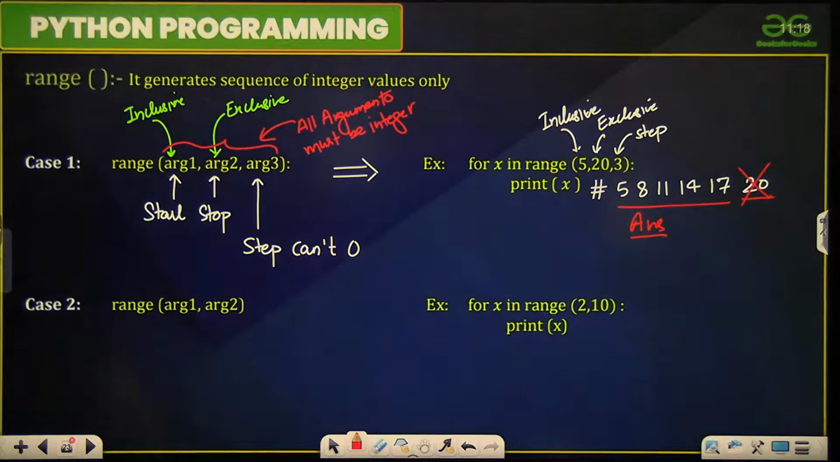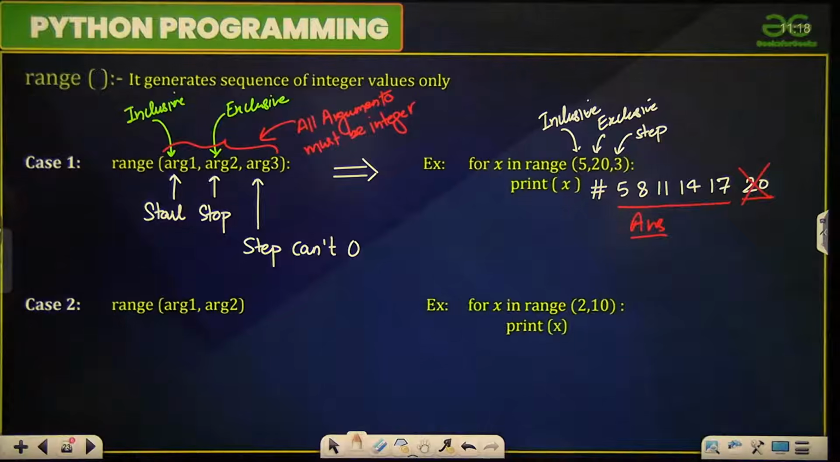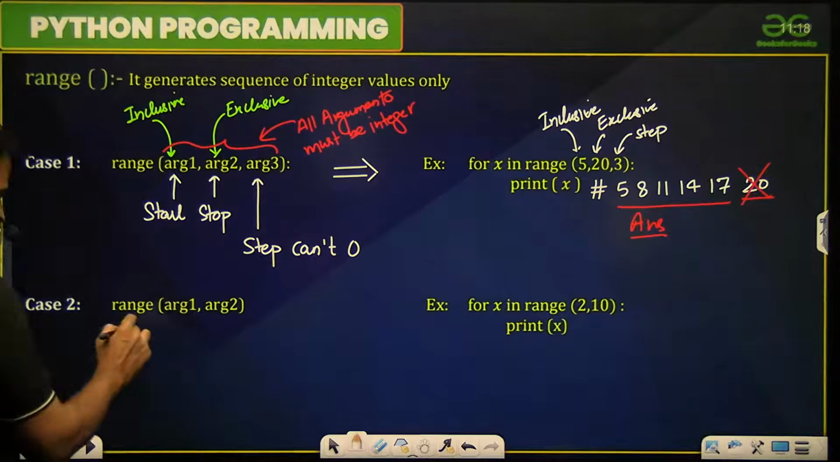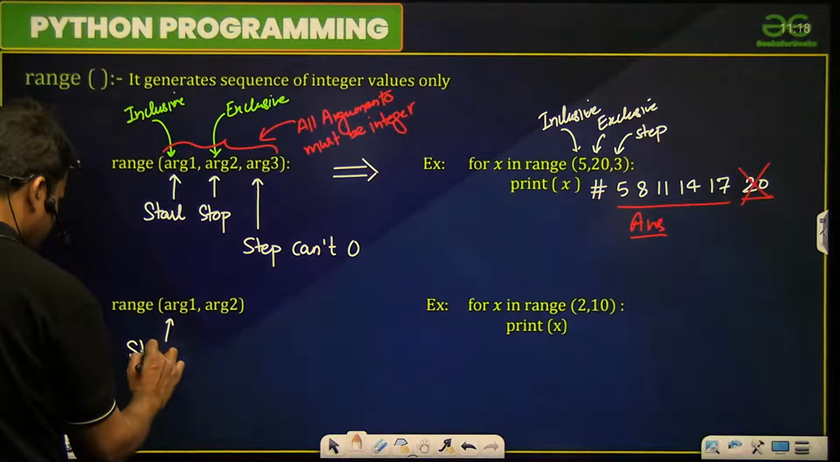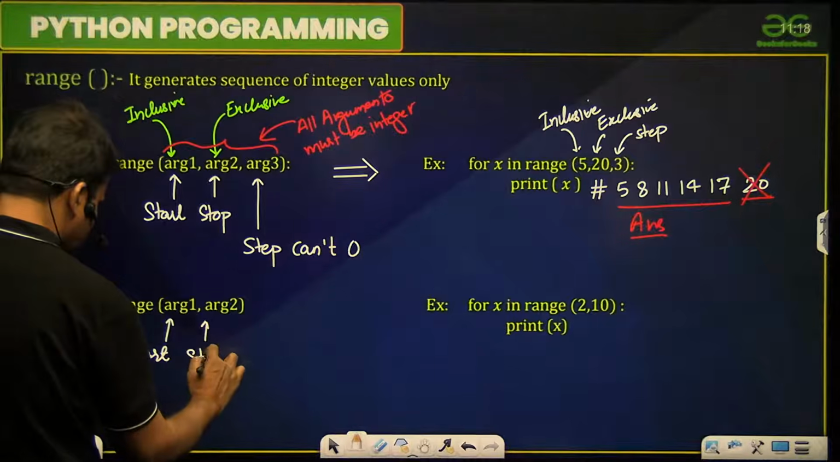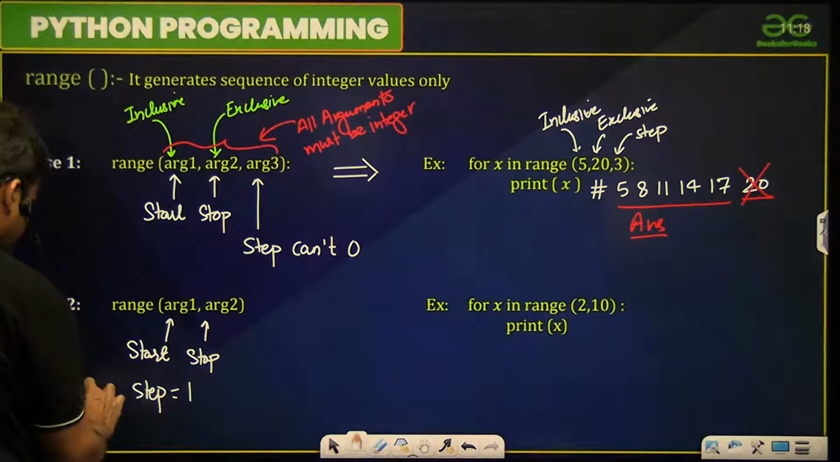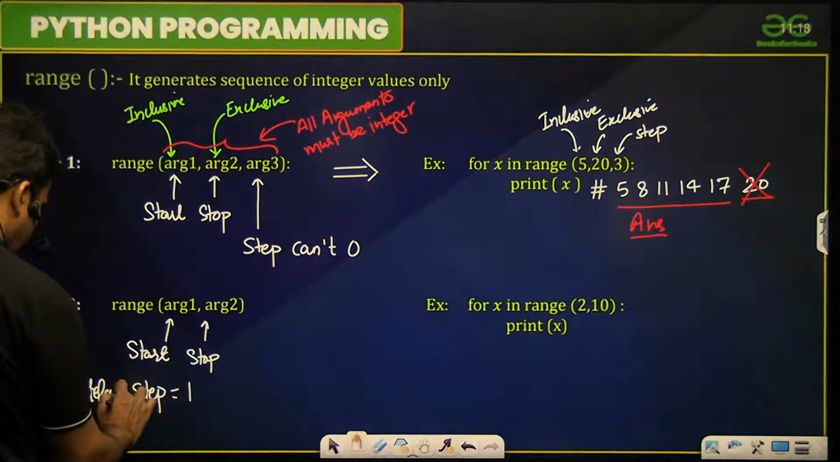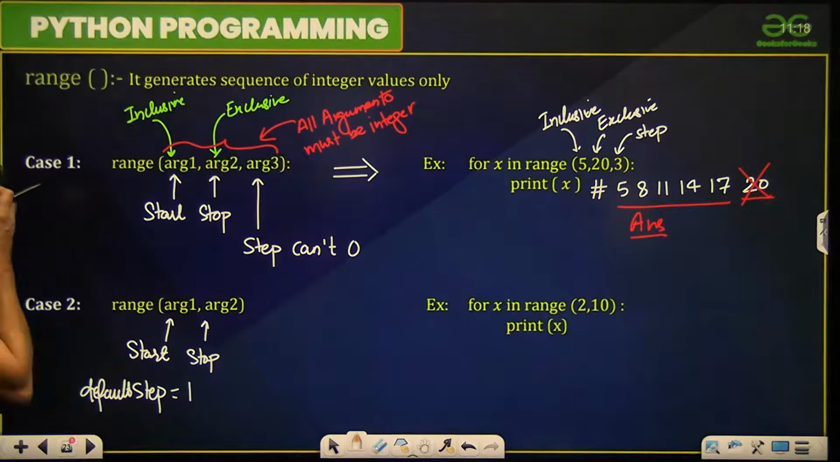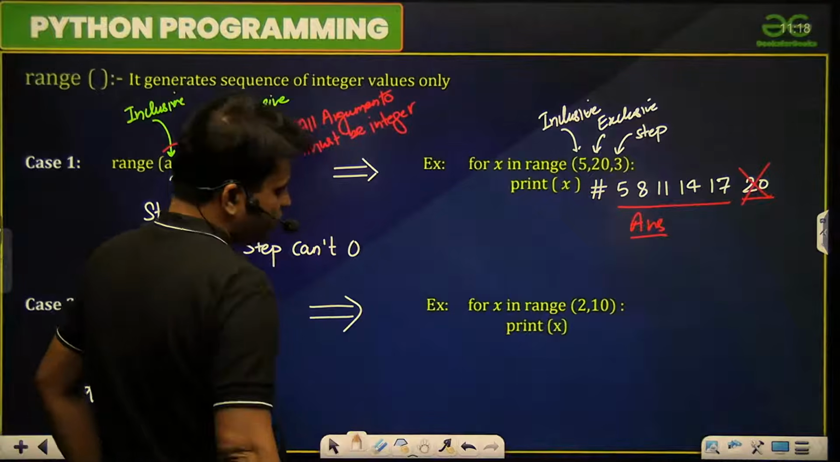Case number 2: if only 2 arguments, what does it mean, student? If only 2 arguments, then the first is treated as start and the second is stop. And by default the step size is 1, student. The example of this: for x in range(2, 10).